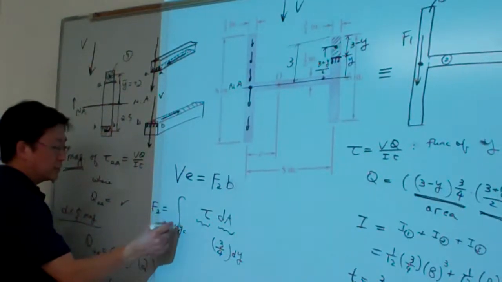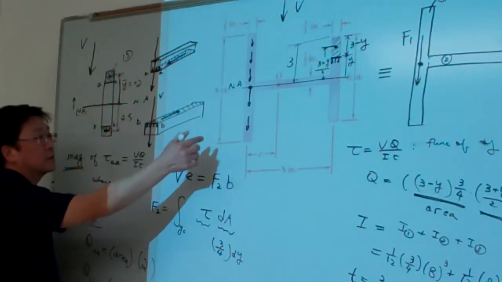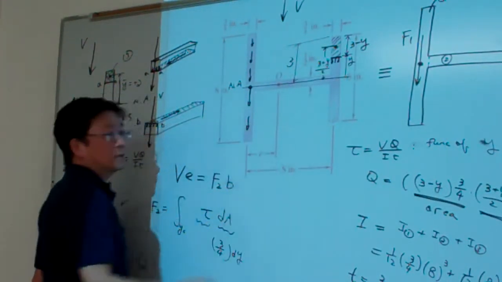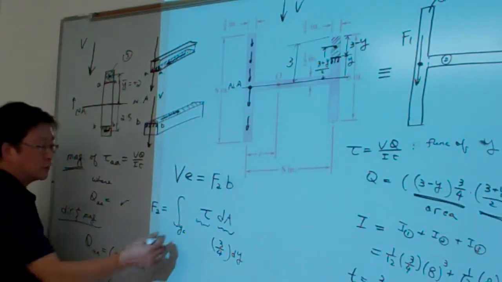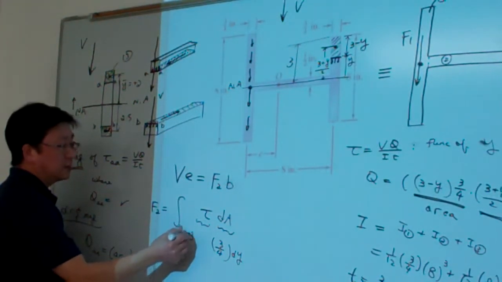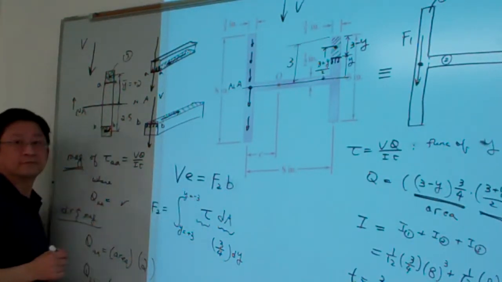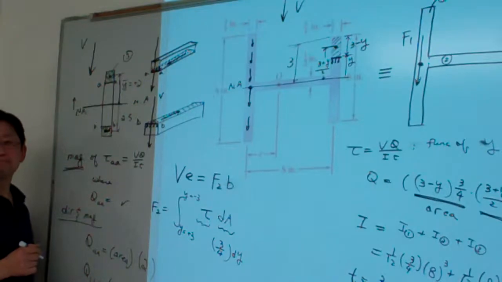We go back to here. So from here, who can tell me, we integrate right now from the top to down, right? So here we should be integrating, say, starting from positive 3 down to y to the negative 3. Okay?